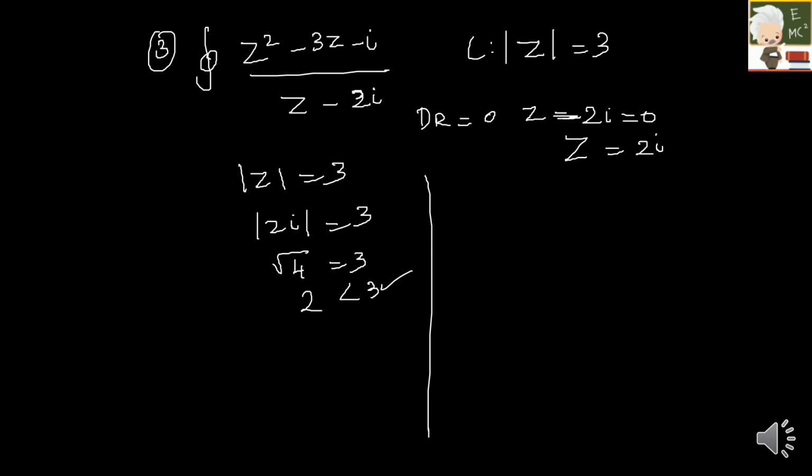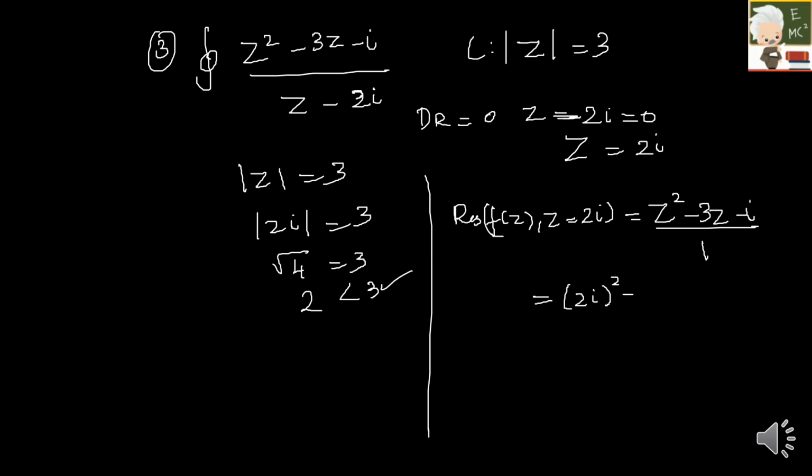So next step I have to find the residues. So residue of f of z at z is equal to 2i. Again it is a simple pole. You can use my trick, an alternate method. So z square minus 3z minus i divided by, you have to differentiate the denominator, so it would be 1. So finally I have to substitute for 2i, which would be (2i) square minus 6i minus i divided by 1. So this would be minus 4 minus 7i divided by 1. So this is my residue, but I need the integral.